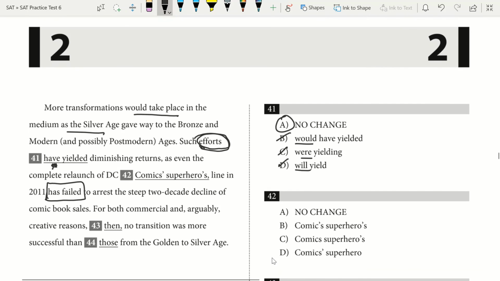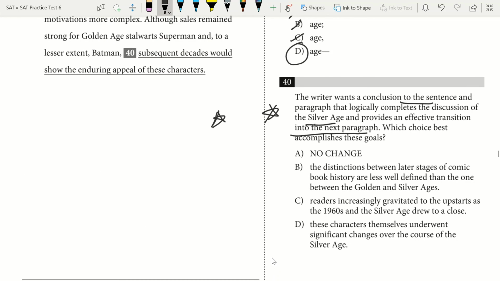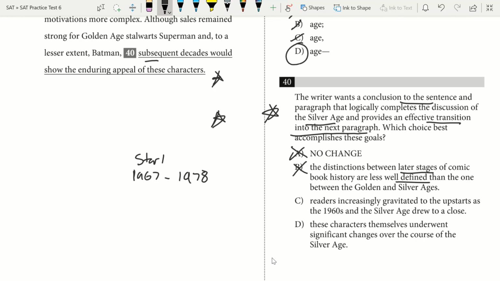Now if we go back, we can go ahead and answer question 40, right? So if we look at question 40, we have to answer what concludes this sentence or this paragraph and also introduces our next one, or transitions into our next one. So we want to end our discussion of the Silver Age. Well, choice A doesn't show that we're ending our discussion of the Silver Age. Well, what about B? The distinctions between later stages of comic book history are less well defined? No, because in our next paragraph, we aren't really discussing the later stages being defined as ending in one date and starting in another, right? It's not like we're saying 1967 and then we began the next one in 1978, right? It's not like we're saying start to end.